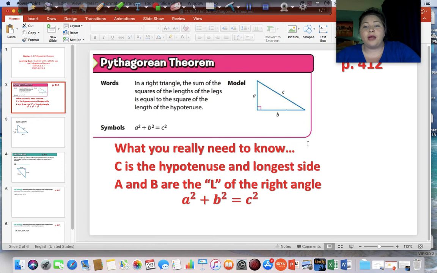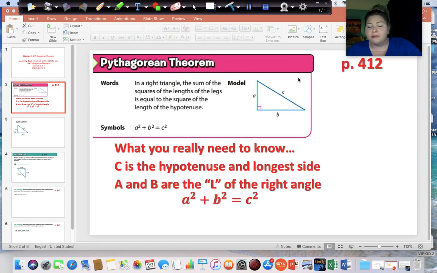Now you do not have to write what is in the pink box, but you have to write what is in red. This is on page 412 in your book. Yep, 412 in your book. So make sure that you write this part down here.